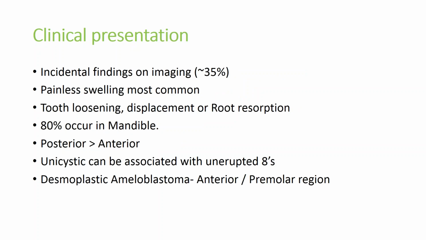Generally, like most of these things, it can be an incidental finding, or have symptoms that are visible, mostly in the back and front. Unicystic can be associated with unerupted molars, as we showed in a picture earlier, and therefore can mimic anything. They could mimic a dentigerous cyst or a large follicle.